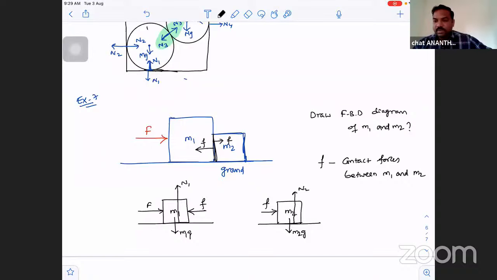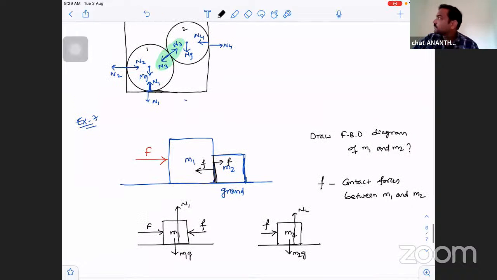Once you know the forces, it is easy to go ahead with the problems. Very easy. Everybody is now identifying the forces. Okay, completed.